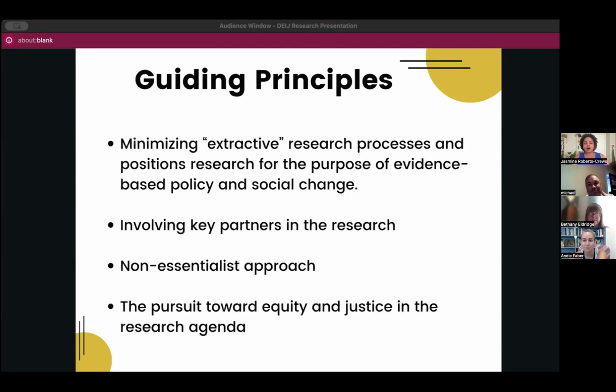So, a couple more guiding principles, because I feel like I'm talking way too much, but let me know if you need a moment, if I need to pause or answer any questions. DEIJ research is not invested in extracting information from communities without thinking about how we can also invest in those communities.